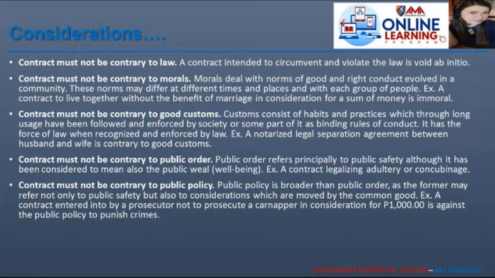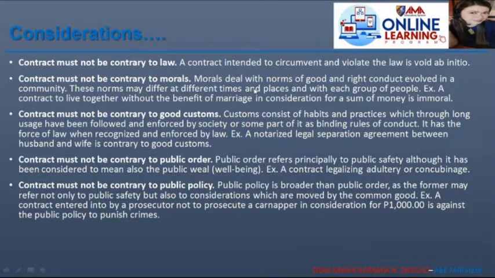Example, a notarized legal separation agreement between husband and wife is contrary to good customs because we are expecting husband and wife to be together, no, despite of what they are into, no. So through thick and thin, sickness and in health, so on and so forth. So that would be against good customs pag meron kayong notarized legal separation agreement.